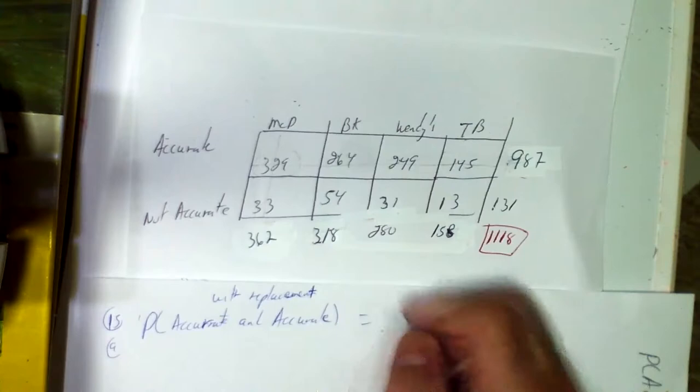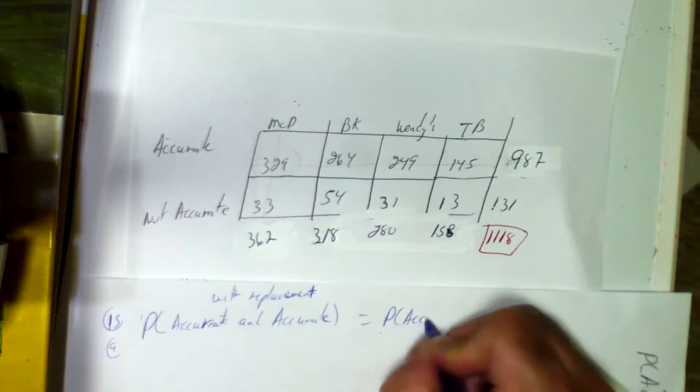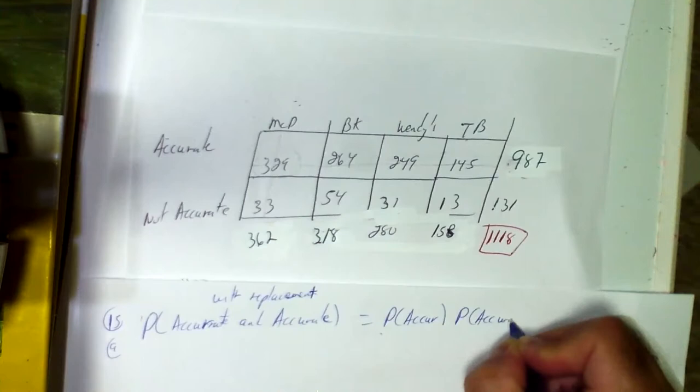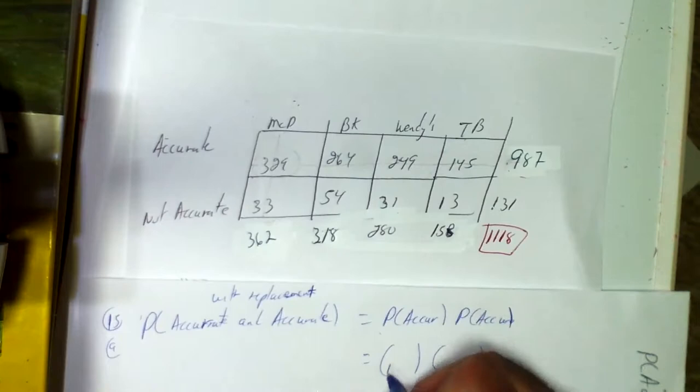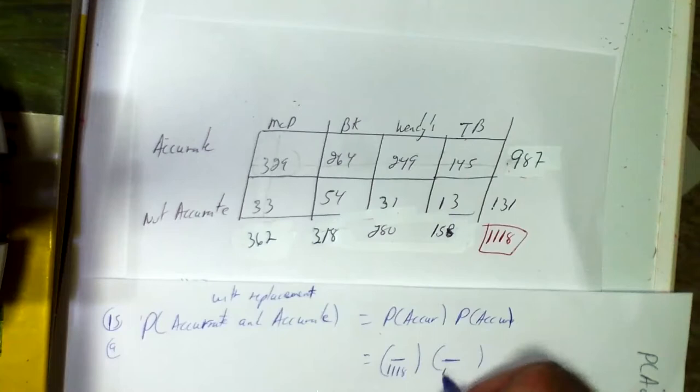Probability of accurate times the probability of accurate. Shortcut. All right, so I know that my total, just like the marbles, is going to be 1118 on both of them. They're going to be the same, right? Actually, they're going to be identical because it's with replacement.